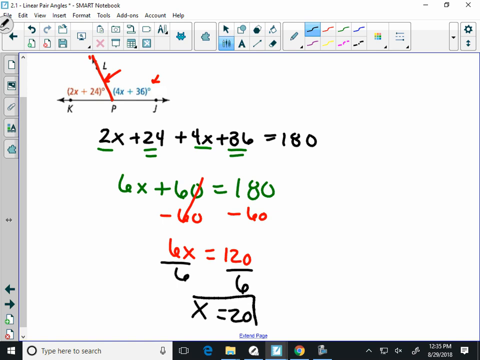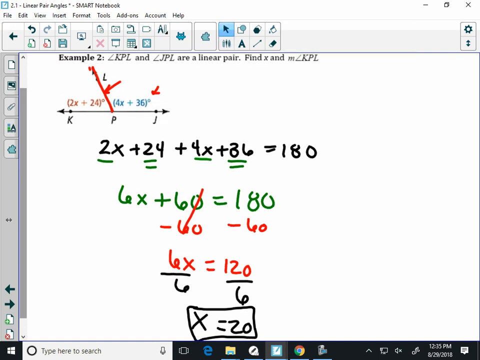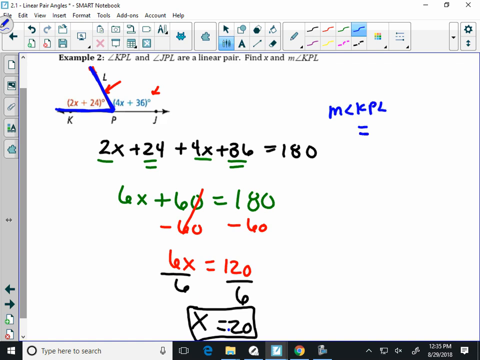Alright. We done? Why not? Why can't we just start working on practice? Yeah, we have to find angle KPL. You cannot move on until you find that angle. Here's angle KPL. What do we have to do with 20 to find angle KPL? Plug it in. So 20, plug it in for x, equals 2 times 20 plus 24. And when we do so, 2 times 20 plus 24 is 64.